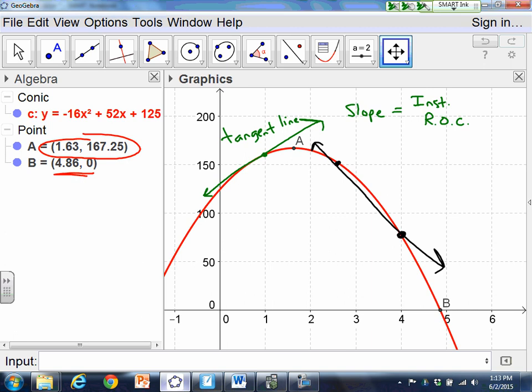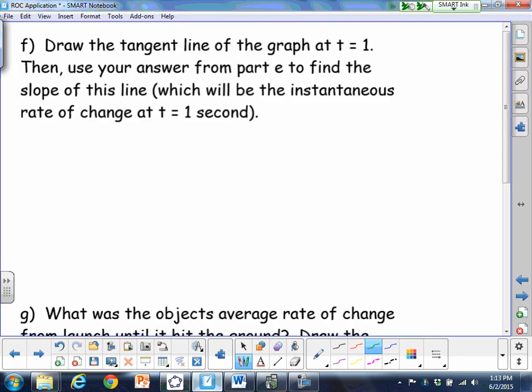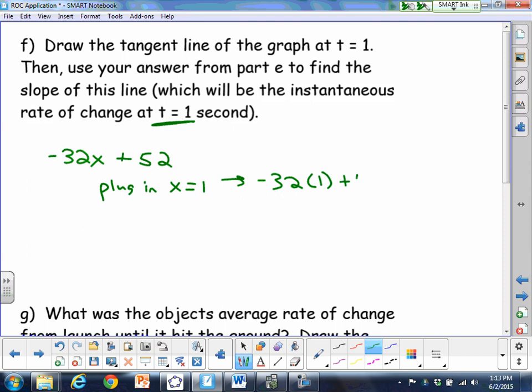So what I'm going to do is go ahead and plug in. They want us to do this at 1 second. I know the function was negative 32x plus 52, right? So if I plug in x equals 1, that would give me negative 32 times 1 plus 52. That looks like it should be 30, right? It's negative 32 plus 52. So 30 feet per second is going to be the instantaneous rate of change at 1 second.